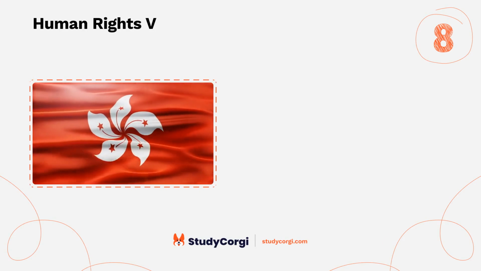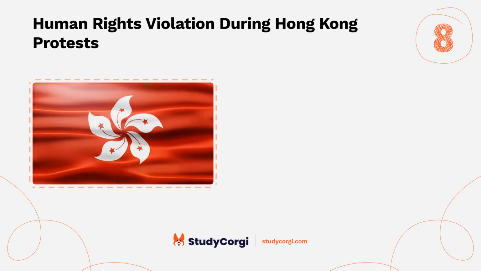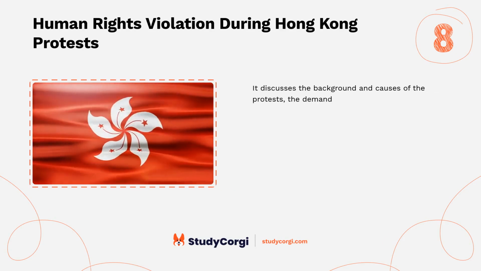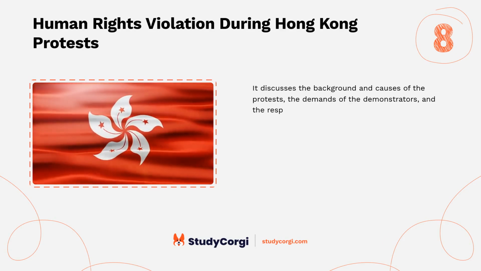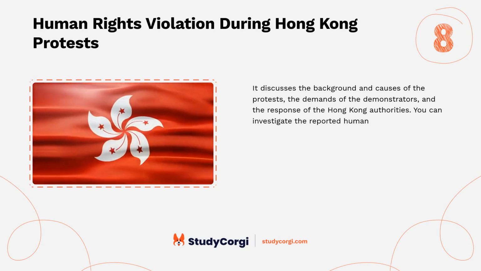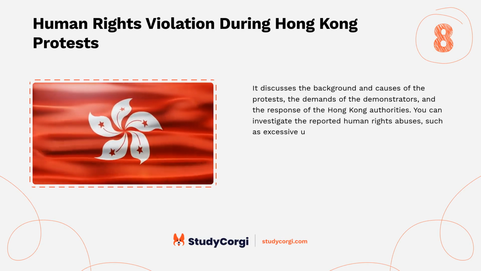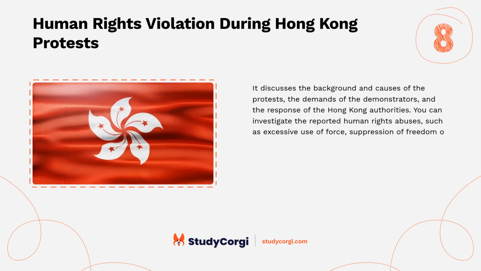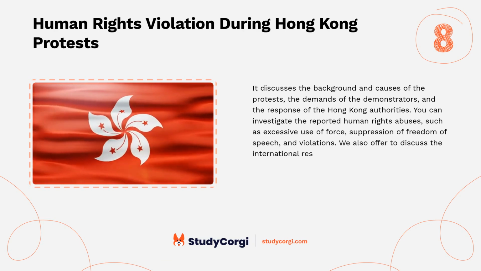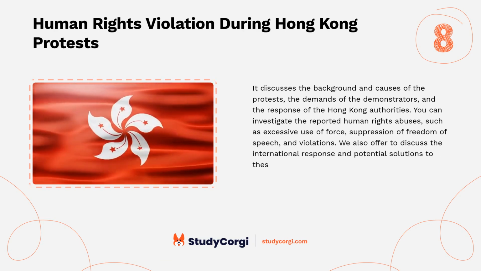Human rights violation during Hong Kong protests. It discusses the background and causes of the protests, the demands of the demonstrators, and the response of the Hong Kong authorities. You can investigate the reported human rights abuses, such as excessive use of force, suppression of freedom of speech, and violations. We also offer to discuss the international response and potential solutions to these human rights issues.